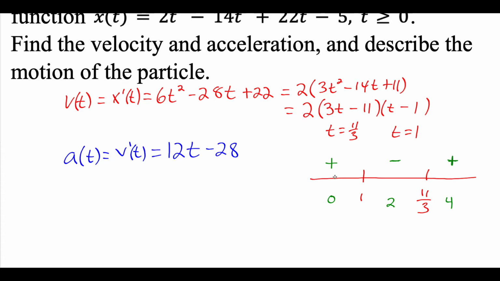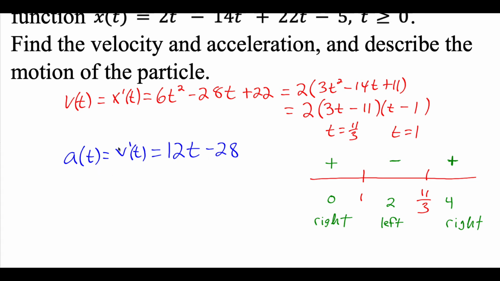So based on our first derivative sign chart, we can see that our original function is increasing on the left-hand side. So that means that our particle is moving to the right. In the middle, we've got a negative derivative. So our original function is decreasing, meaning that our particle is moving to the left. And then on the right-hand side, we've got a positive derivative again. So our original function is increasing, meaning that our particle is moving to the right.